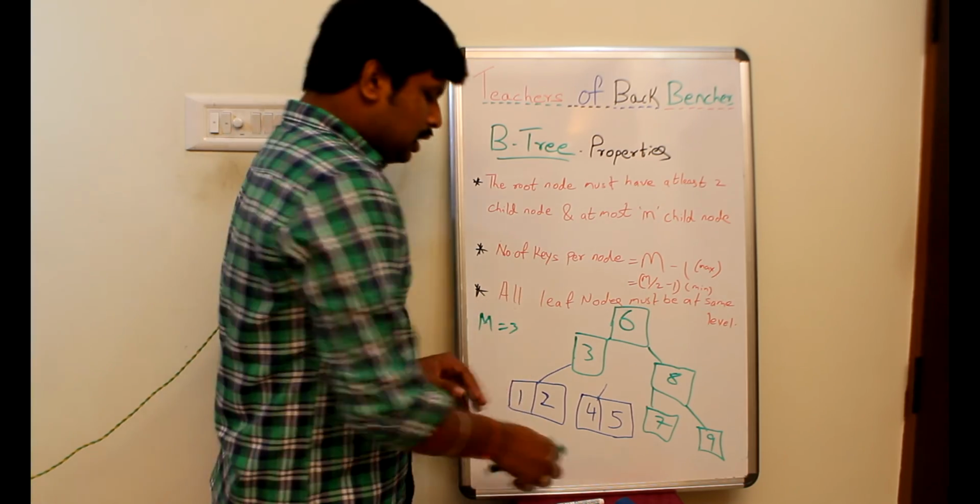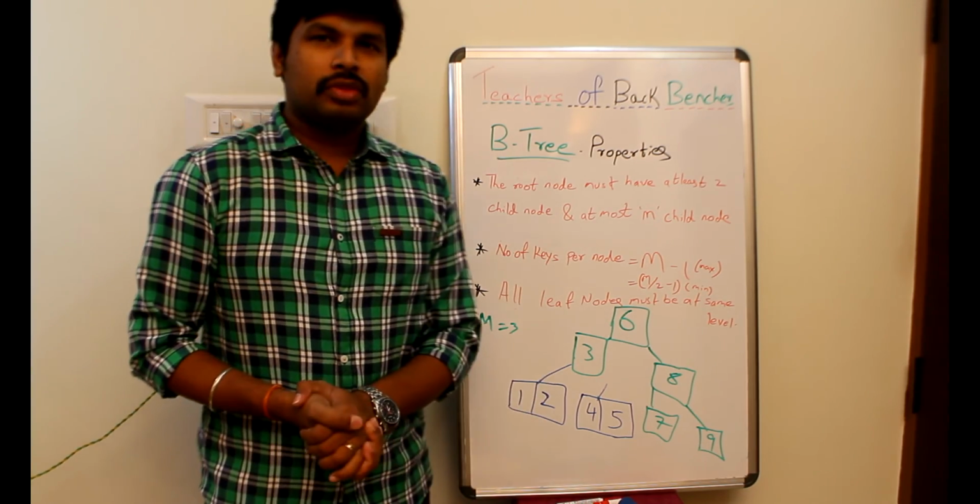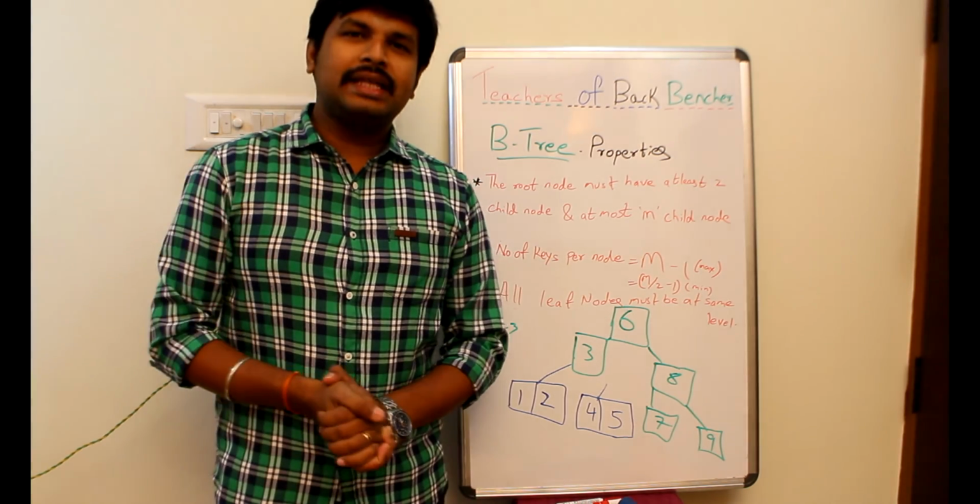So these are the properties of a B tree. In the next tutorial we can see an example of a B tree.